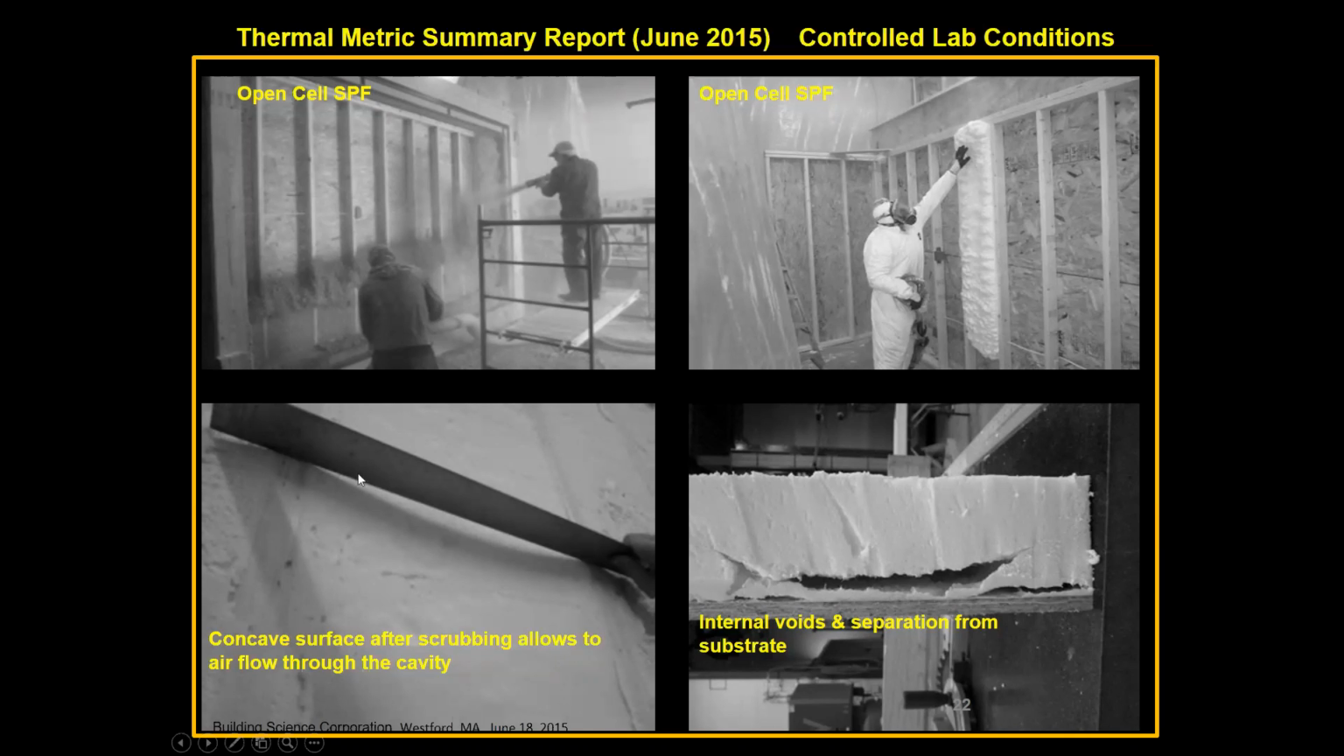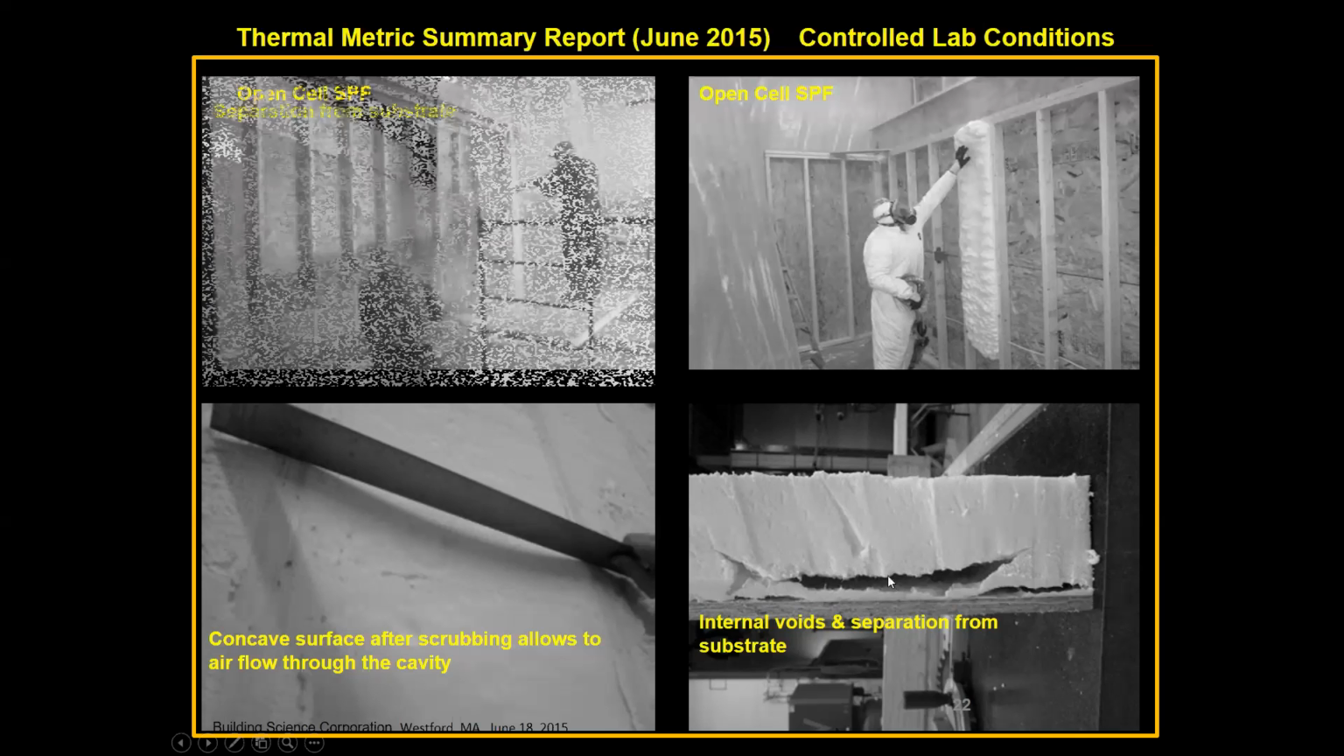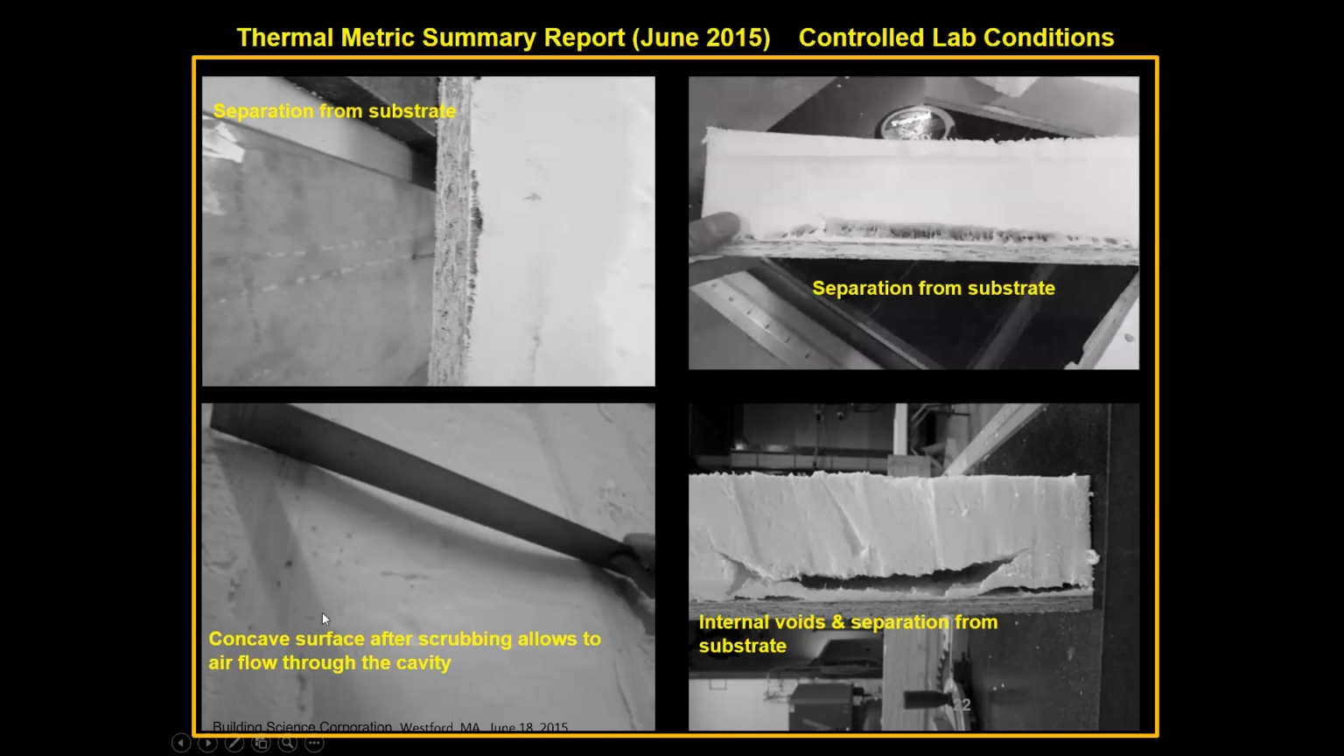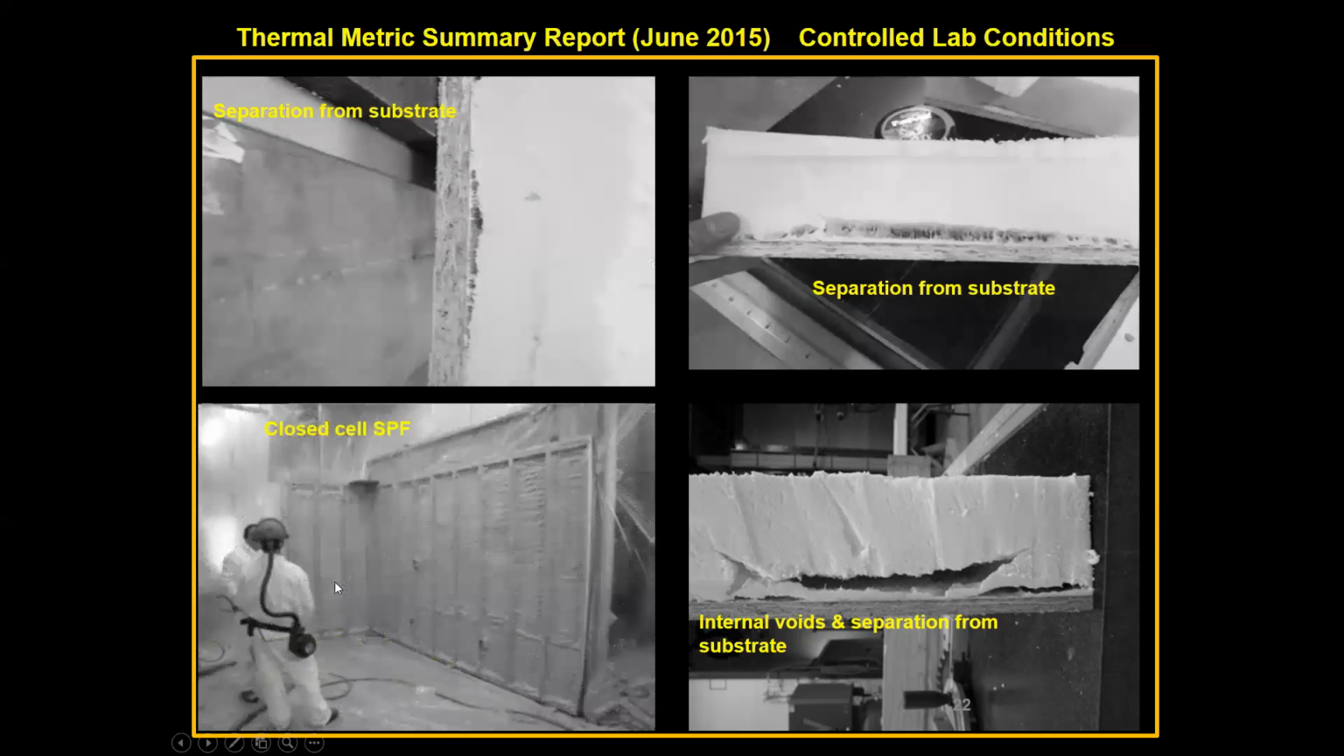This is convex right here. It's not convex, excuse me, it's concave. So again, you're going to get air currents through here. Even though he may have filled it, you can see in the center here that it's not as filled as it is on the right-hand side. Things you can't see in the middle of the foam: substrates, internal voids. There's another substrate on the left here. I'm going to click through these things. There's another one, separation from the substrate.